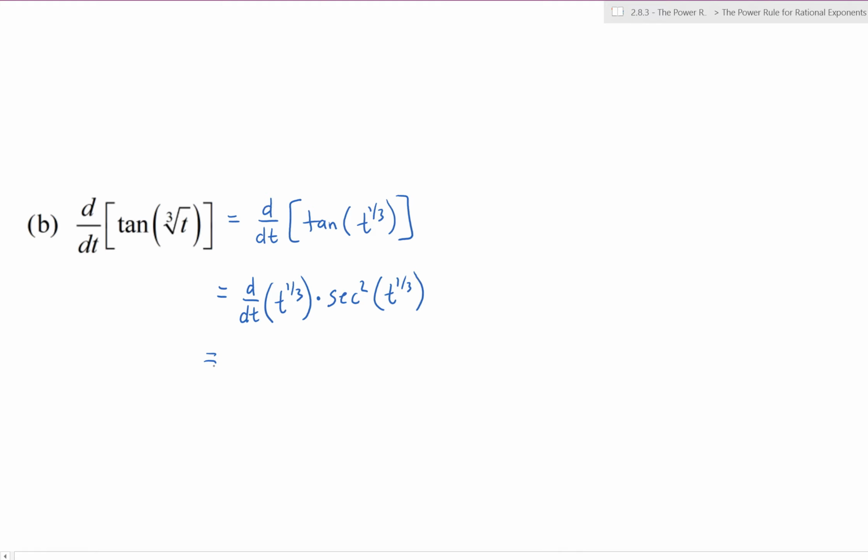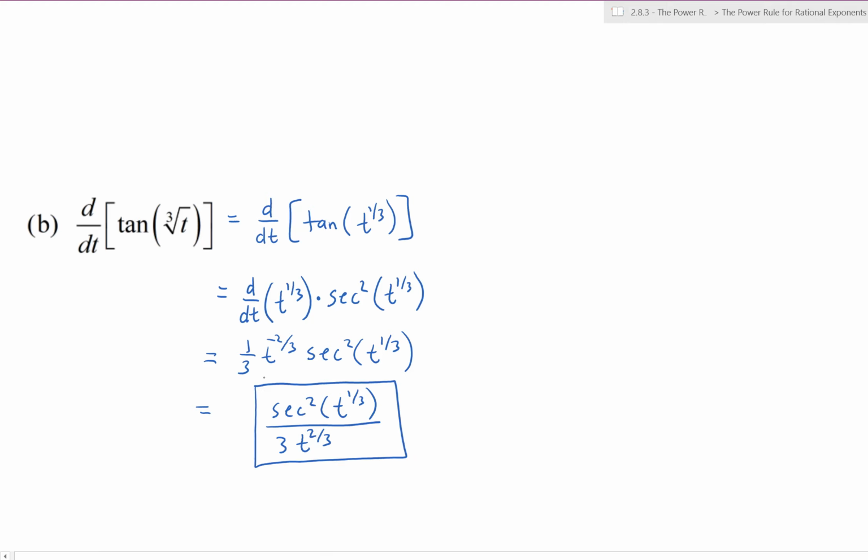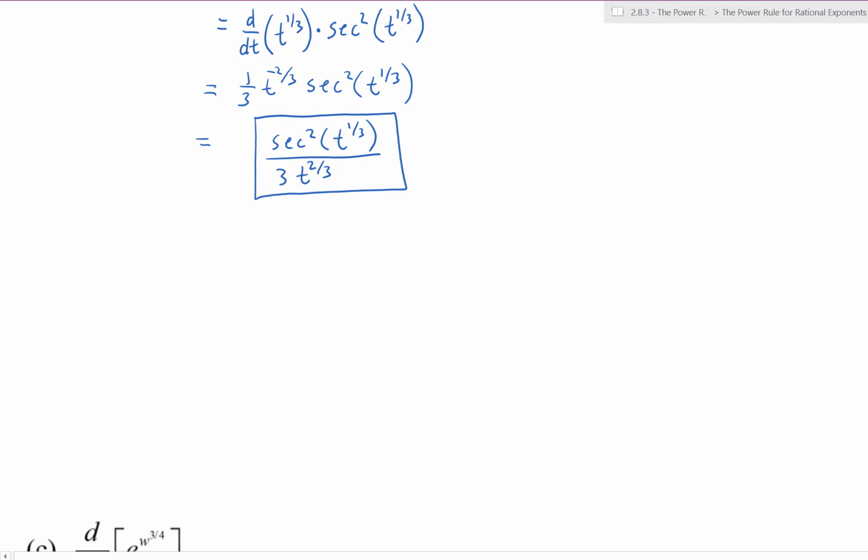And now, once I differentiate my t to the 1/3 power, that becomes a 1/3 t to the negative 2/3 power, right? 1/3 minus 1 is negative 2/3, times secant squared of t to the 1/3, or if you prefer, secant squared of t to the 1/3 over 3t to the 2/3. And again, we could write that in radical form if we wanted to. But in the end, that's probably good enough. Even having the positive rational exponents isn't always necessary, but sometimes it's nice. All right, one last one, and then we're done.